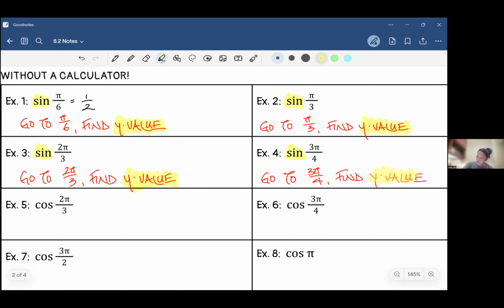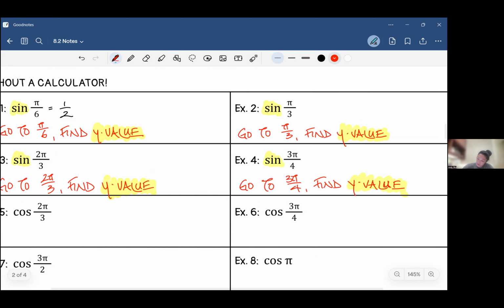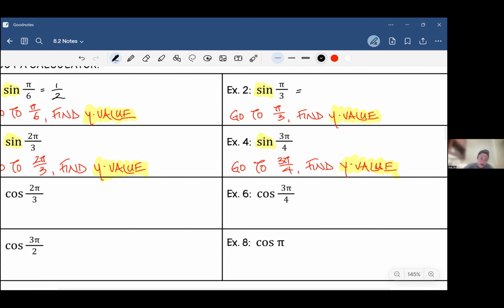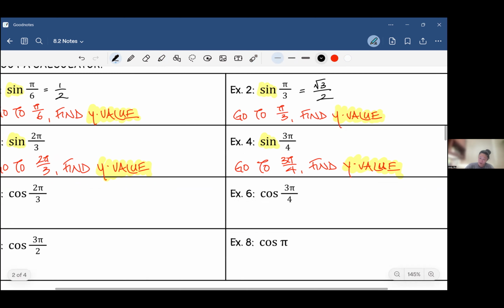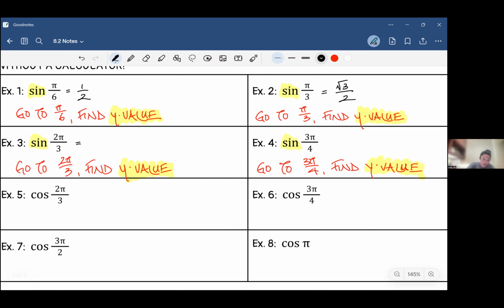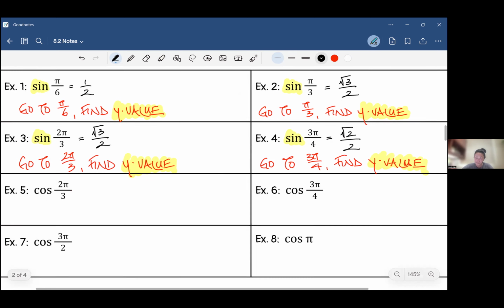This word sine is what tells us we want to go and find the y values, okay? Now I'll let you go back to the other screen, see if you can find those values, but I think we should get for sine of pi over 3, square root of 3 over 2. For sine of 2 pi over 3, I also get square root of 3 over 2. And for sine of 3 pi over 4, I get root 2 over 2. Those are all the y values at those angles, okay?